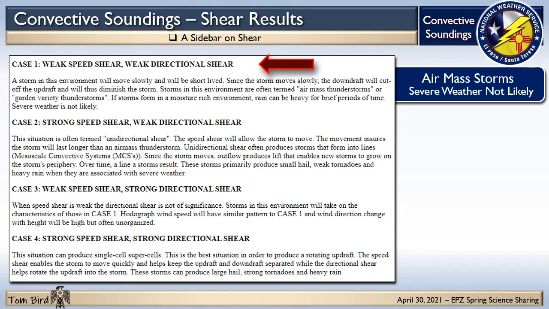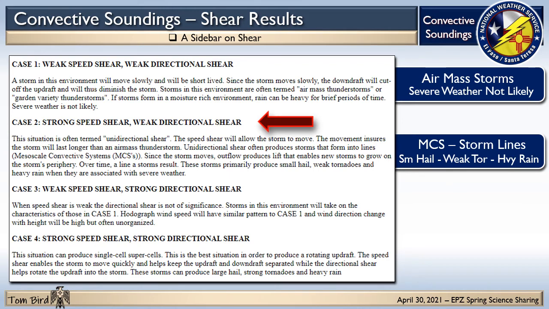So, to break it down, you get four different possibilities with shear. You can have very weak speed and directional shear, and that's when you just get your air mass storms. Severe weather is not likely unless it's pulse severe, just real brief, maybe mostly moderate sized hail and a little bit of wind, but not much more than that, because these cells are usually short-lived and don't really get all that strong.